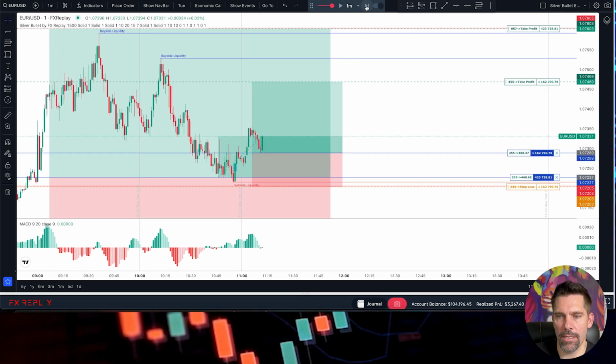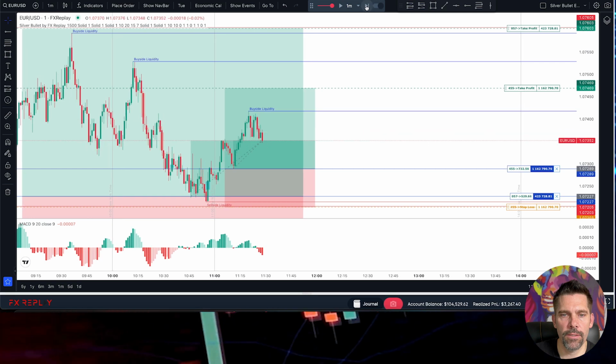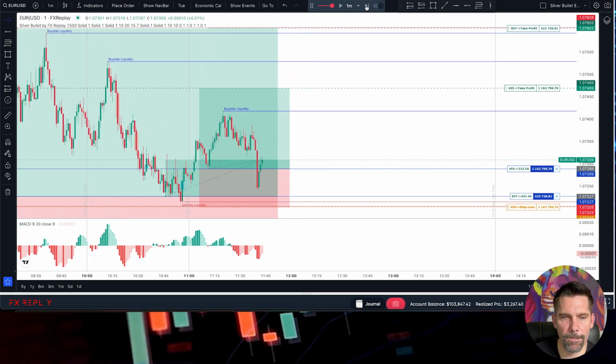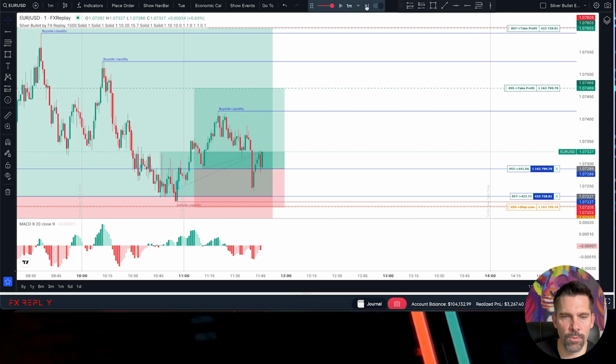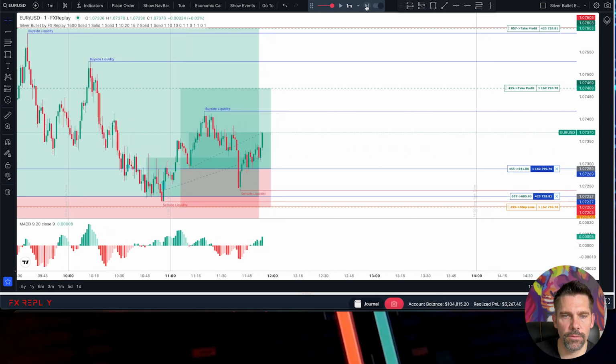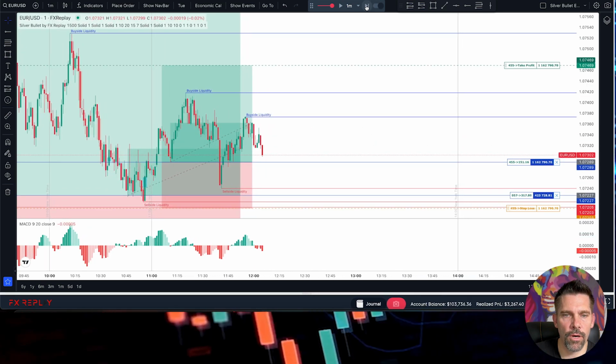So we've tapped in and let's see. Breaking that, which is perfect. Okay, coming back down. Is it just grabbing some extra liquidity? Possibly. I want to see that high get broken. Give me a little bit more confidence in this one.